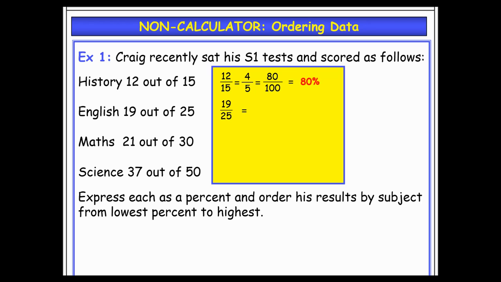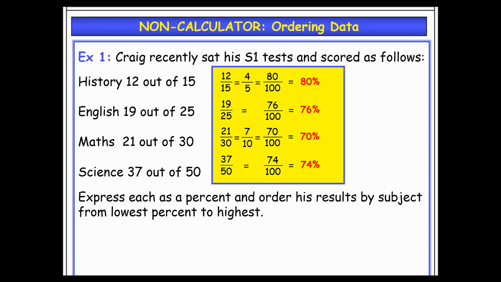19 out of 25 is a bit easier as long as you understand that 4 25s make 100, so we times by 4, then we get 76%. Again, this one's not straightforward to make over 100, but can you reduce it down? Well, 3 goes into 21 and 3 goes into 30, and then just times by 10, and you get 70%. And then 37 over 50, if you double it, you'll easily get over 100 and we get 74%. So if we were doing it non-calculator, we would have to simplify at times, but basically build towards 100%.